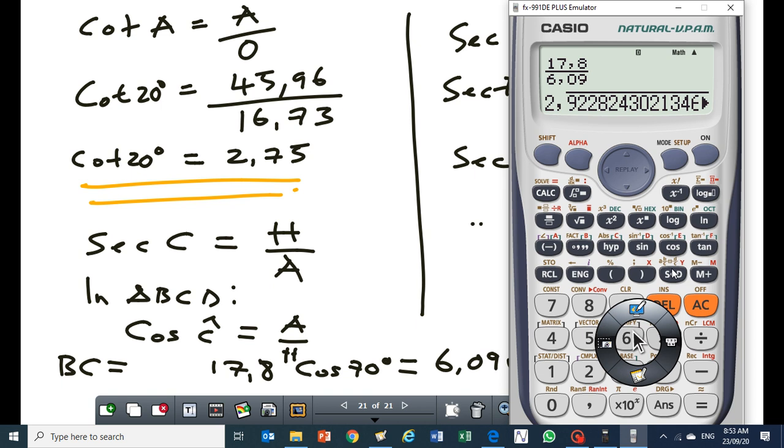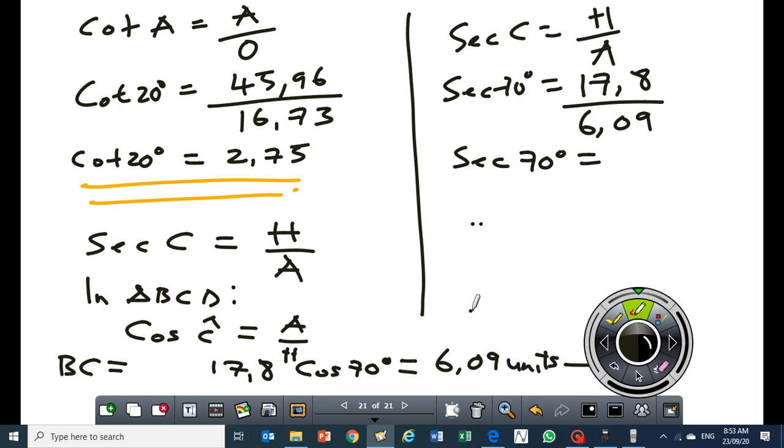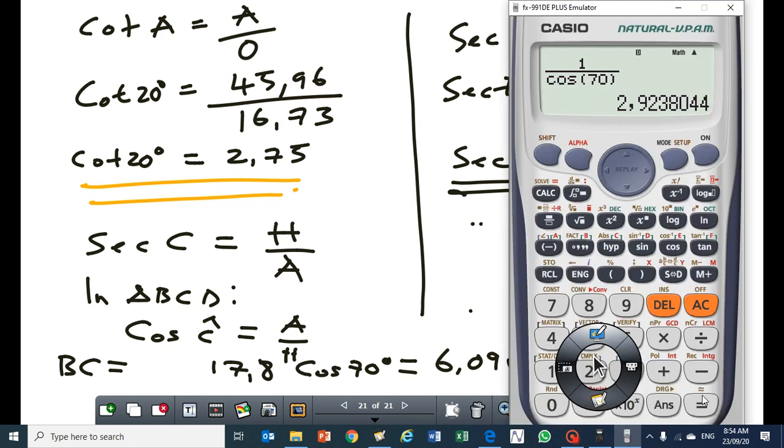You can put 2,9 to two decimal places, but let me leave it as one decimal place. It won't make a big difference. Now you can check with your calculator if sec 70 is equal to 2,9. You just divide 1 by cos 70. You are supposed to do this just to check your answer.